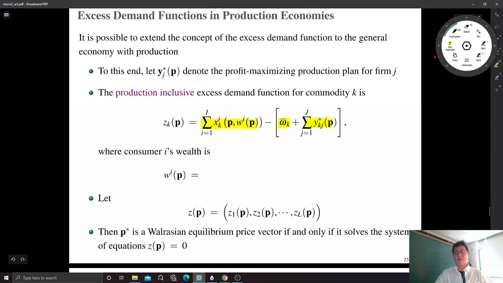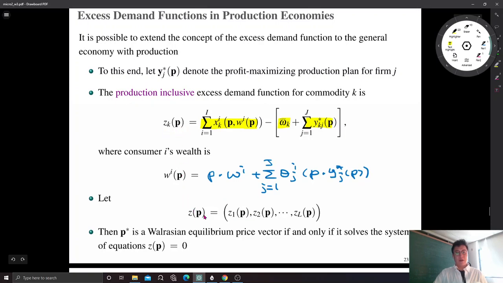And consumer I's wealth is also slightly changed. It is not just the market value of the initial endowment, P dot omega I, plus theta Ji, P dot Y star J. Because in this private ownership economy, each consumer has a share theta Ji in firm J, consumer wealth is going to be the market value of his initial endowment plus some profit from holding shares. And then using this, we can define the excess demand function.